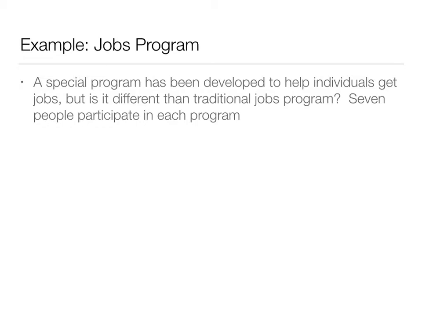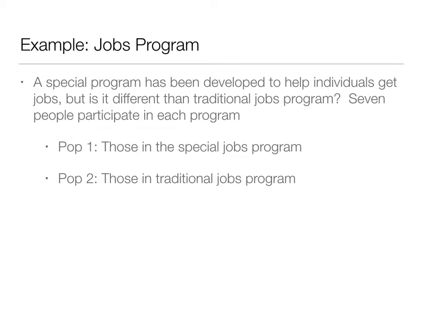So right off the top of the bat, just by reading this, we know we've got 2 independent groups. 2 independent groups, independent means t-test, right? So that's what we're going to do. We're interested in the 2 populations: those that are in the special jobs program and those that are in the traditional jobs program. So we're going to take a sample from each one of those.